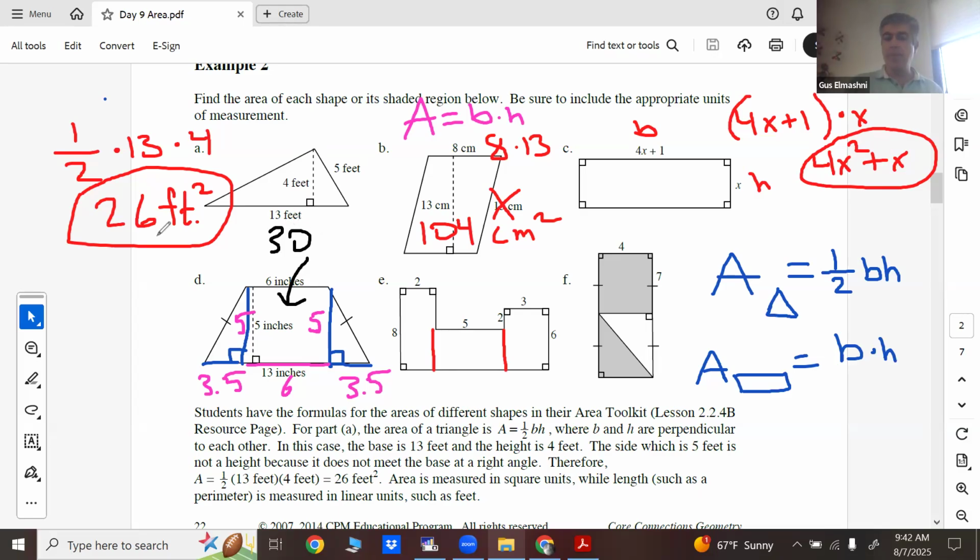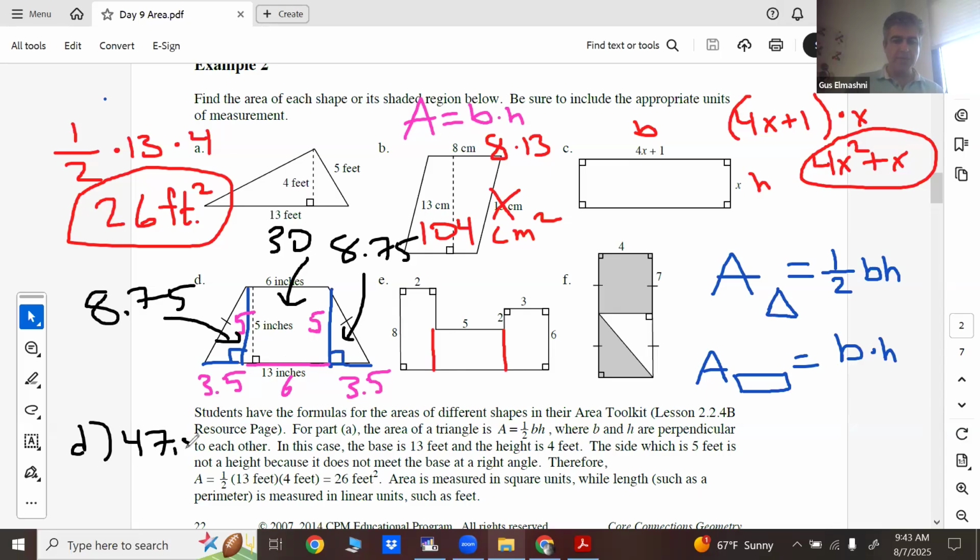That's right, no worries. What about each of the triangles? That's a little hard to do. Yeah, I need a calculator for that one because you have to take half of 5 times 3.5. 5 times 3.5 times 0.5 should be 8.75 for each of them. If you said 17.5, it means you forgot to do half. So now that should be 47.5. So the answer for part D is 47.5 square inches.